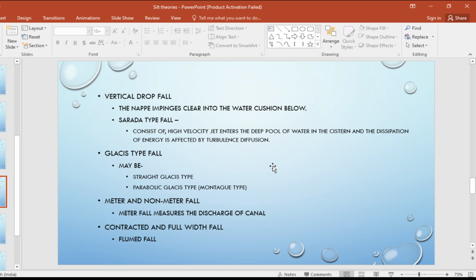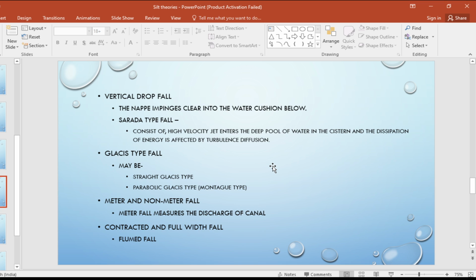This type, developed in Punjab in recent years, is one of the recent types of vertical drop falls. In these falls, the high velocity jet enters the deep pool of water in the cistern, and the dissipation of energy is affected by the turbulent diffusion.